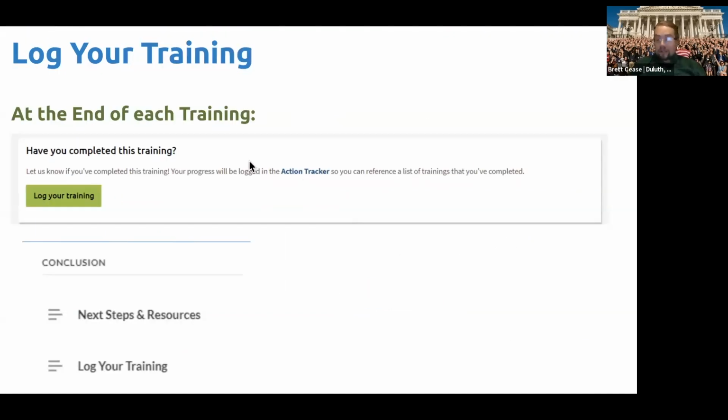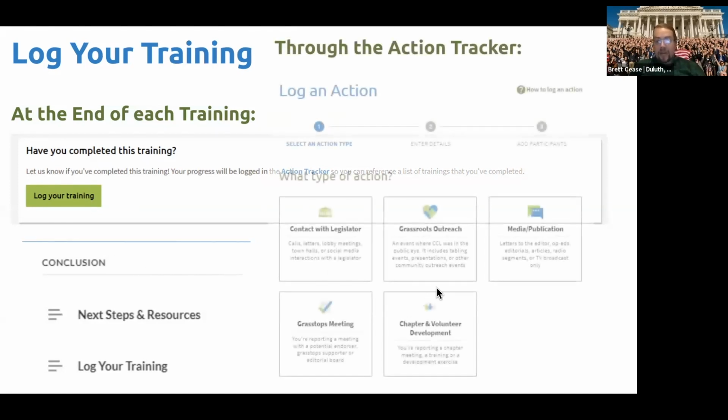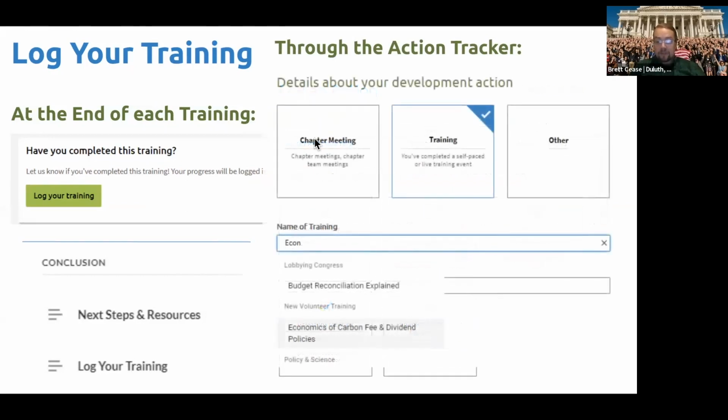Any of our trainings on CCL Community, now at the very bottom, if you scroll down, you can see a little button that says "log your training." That will automatically log it. And you can also log through the action tracker in the same place for those meeting minutes. Just go to chapter and volunteer development and then click training and you'll find it in the drop-down menu.